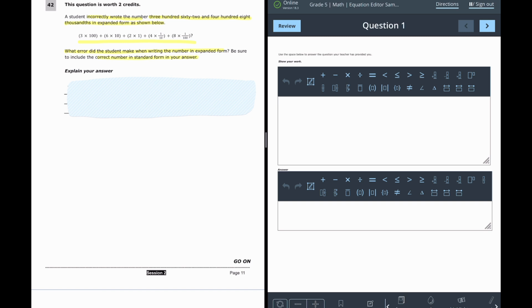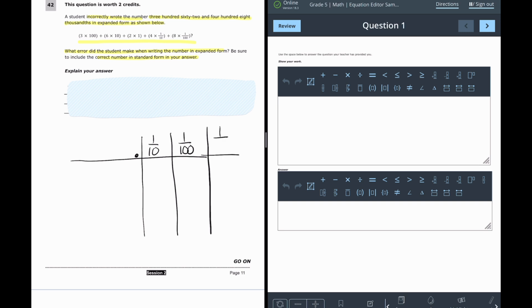Okay, so this is place value. So I'm going to start making my little chart, and I know I have tenths, hundredths, thousandths, and then the other side, ones, 10, and 100. All right, my first number is 362.